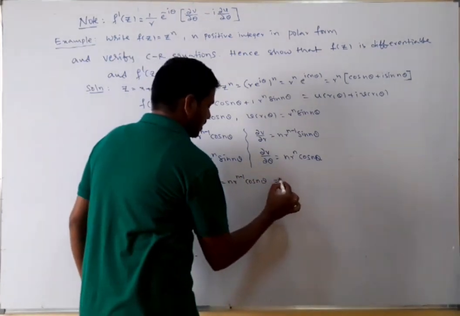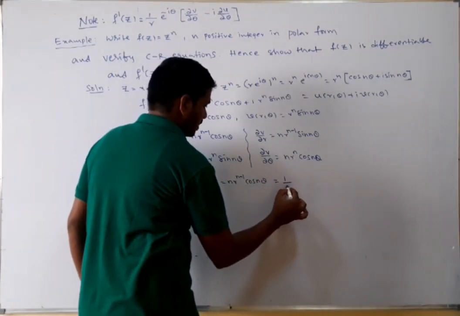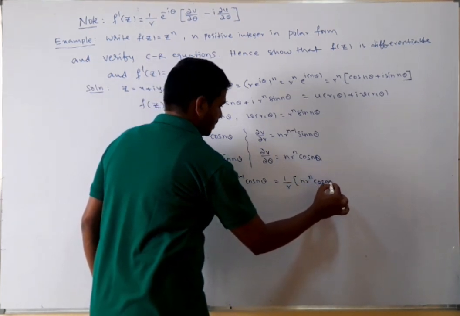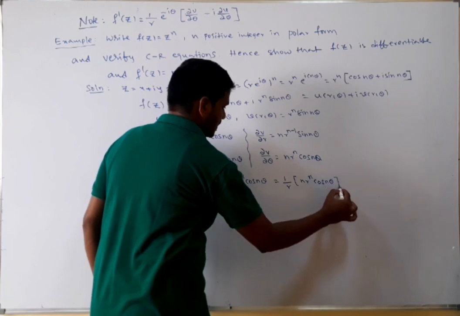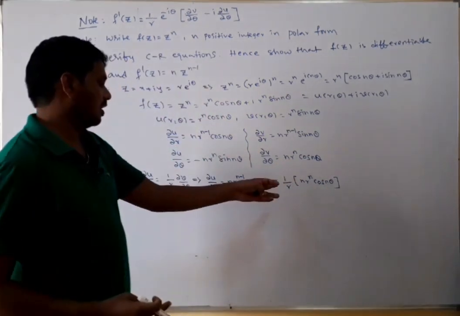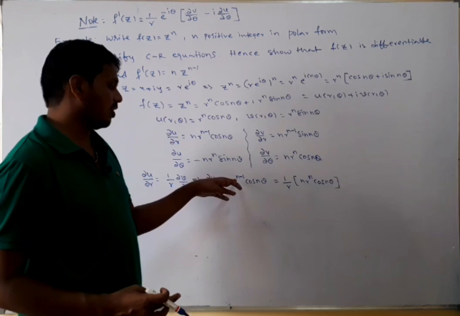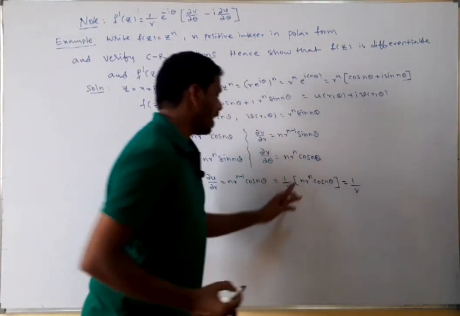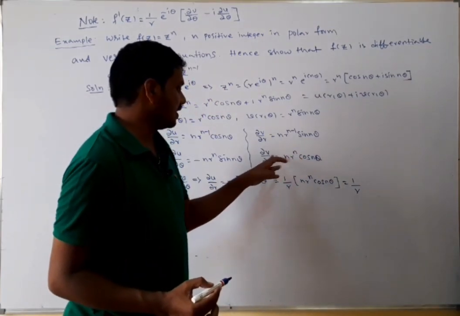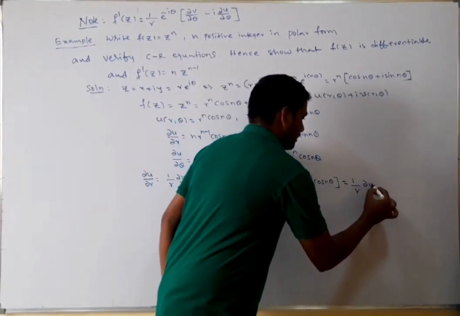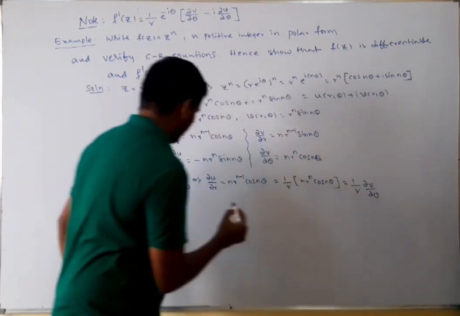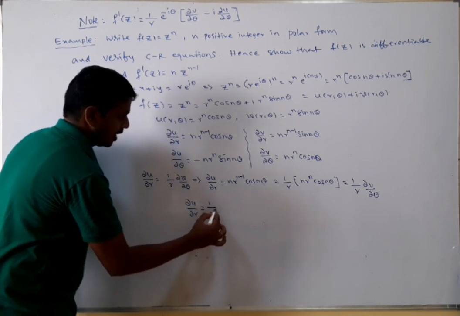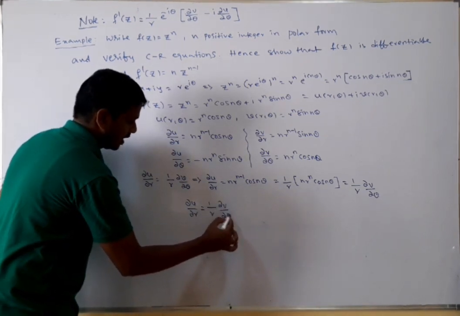This can be written as 1 by r into n r to the power of n cos n theta. See, dividing by r, r to the power of n minus 1 can be written as r to the power of n into r to the power of minus 1. So this is the same as 1 by r n r to the power of n cos n theta, which is nothing but dou v by dou theta. Therefore, dou u by dou r is equal to 1 by r dou v by dou theta. The first condition is over.